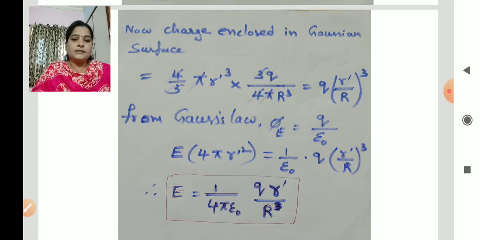So after calculation it is shown like this: E is equal to 1 by 4 pi epsilon naught, Q r prime by capital R cube. Here capital R is the radius of the charged sphere, and r prime is the radius of the Gaussian surface when the point is assumed inside the charged sphere, at a distance of r prime from the center of the charged sphere.